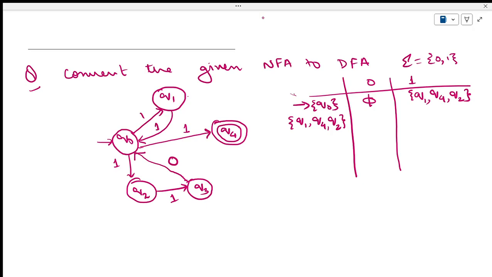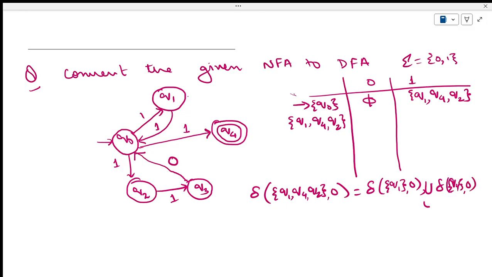On reading 0 and on reading 1, we have to write it in this way. Q1, Q4, Q2 on reading 0, that is delta Q1 0 union delta Q4 0 union delta Q2 0. See the diagram. Q1 on reading 0 is giving us phi, union with Q4 on reading 0 giving phi, union with Q2 on 0 giving phi. So what I get is phi here. So I will write phi.